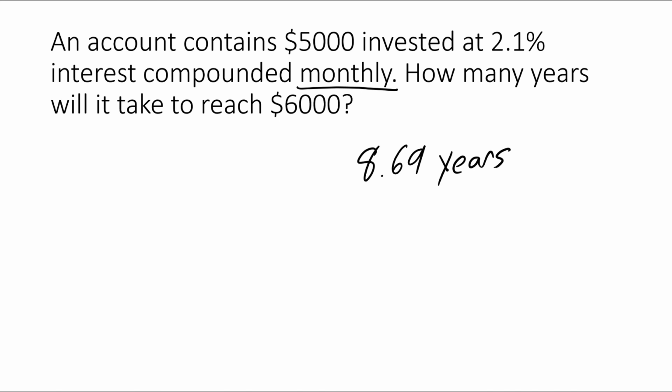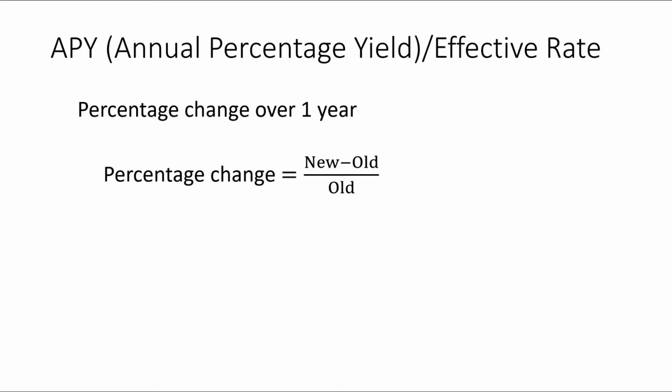All right. One more thing we're going to talk about in this first video on finance is APY, or annual percentage yield, which is also sometimes called effective rate. And really, that's just marketing. The difference between those two terms is complete marketing. They are the exact same thing mathematically.